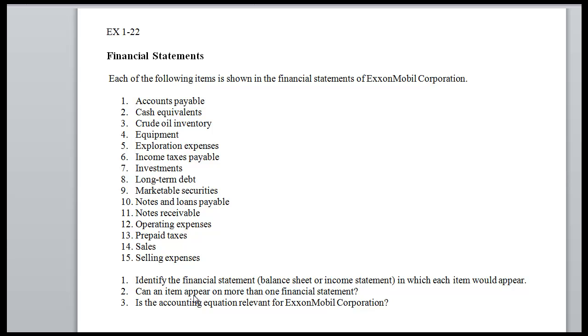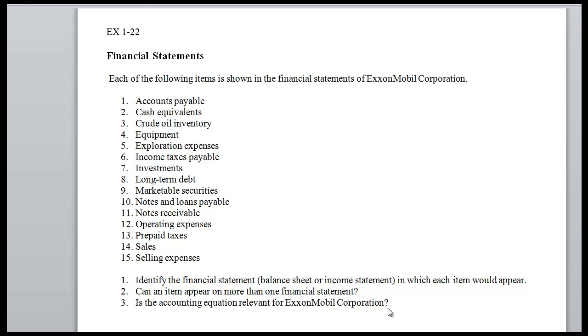So then it says, can an item appear on more than one financial statement? Well, in this list here, everything either belongs on the balance sheet or the income statement. Now, in some circumstances, well, here's a great example. Cash. Cash would show up both on the balance sheet and the statement of cash flows. But in most circumstances, there's not going to be an item that's going to show up on the income statement and the balance sheet. It's typically one place or the other. The whole world of financial accounting revolves around the accounting equation.